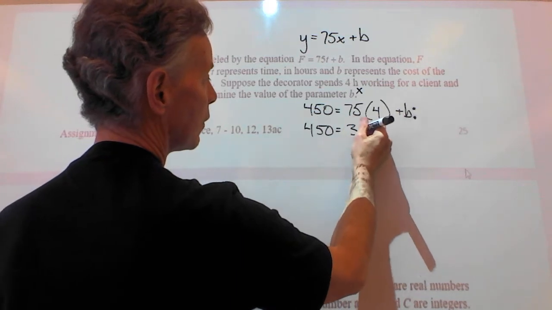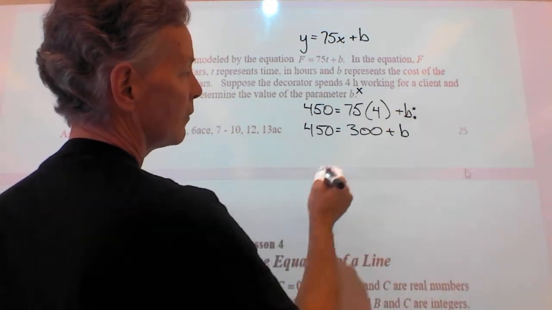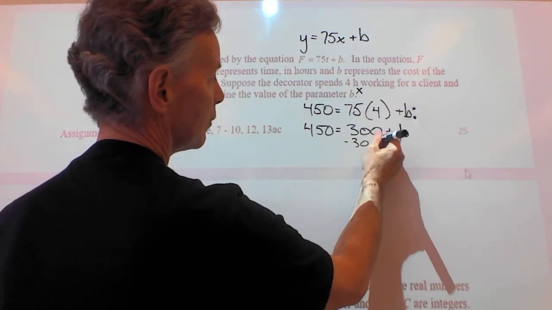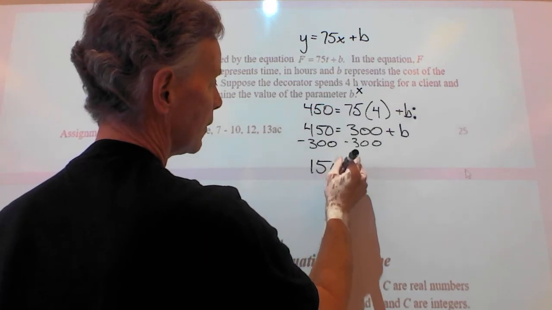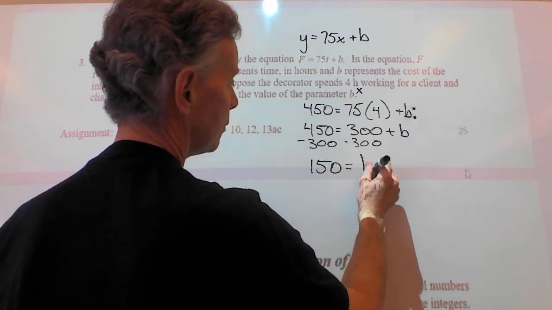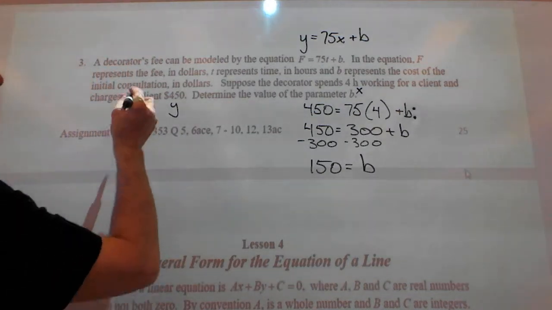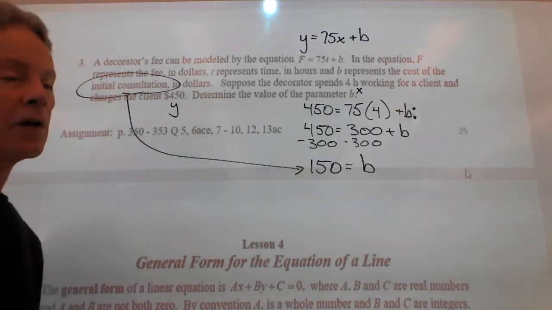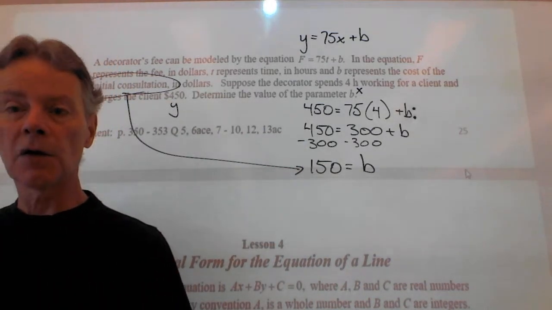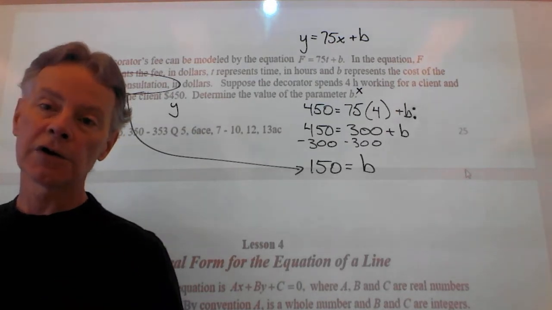450 equals 300 plus b, and isolate the variable. Subtract 300 from both sides. That gives you 150 equals b. What does that mean? It means your consultation fee is $150, right? So as soon as they sit down in your house, you've been charged $150.